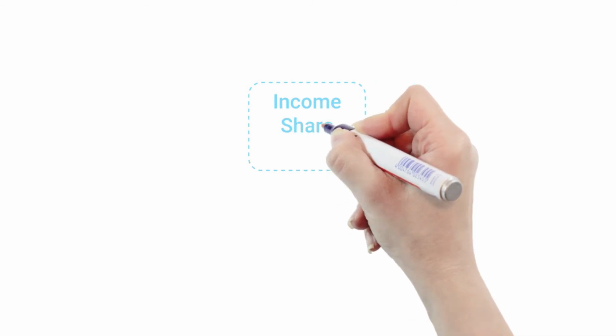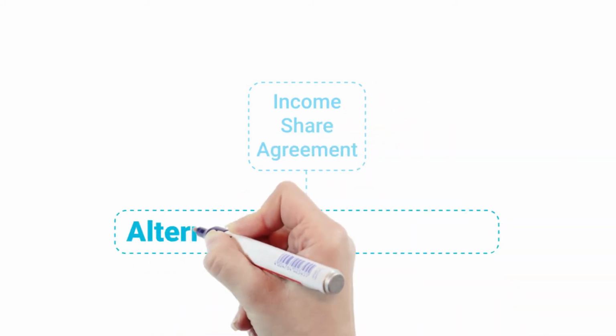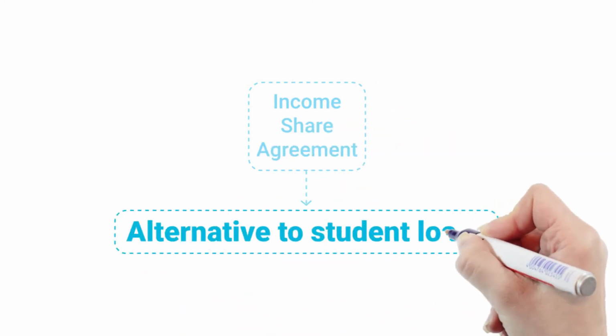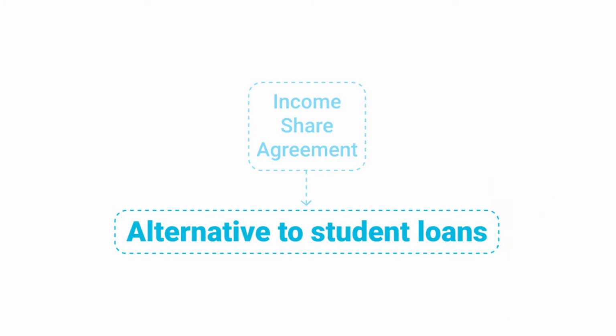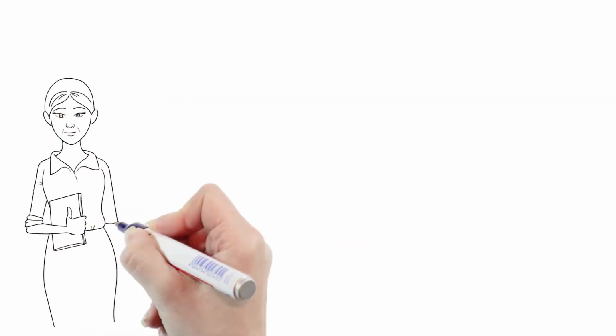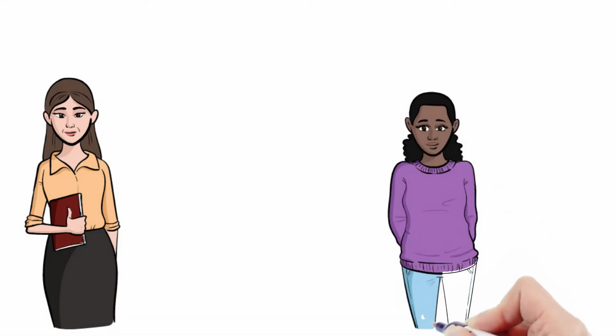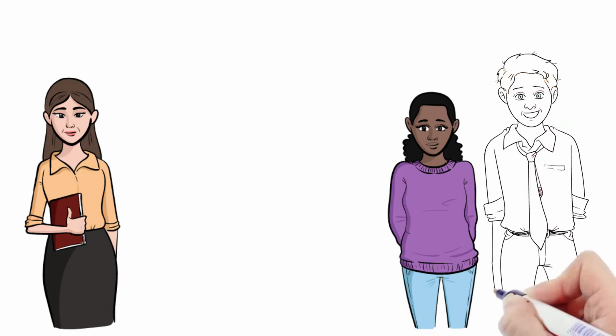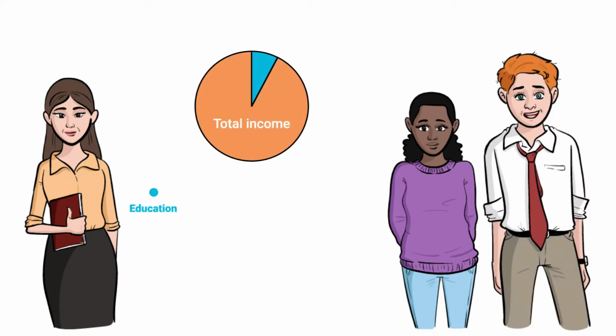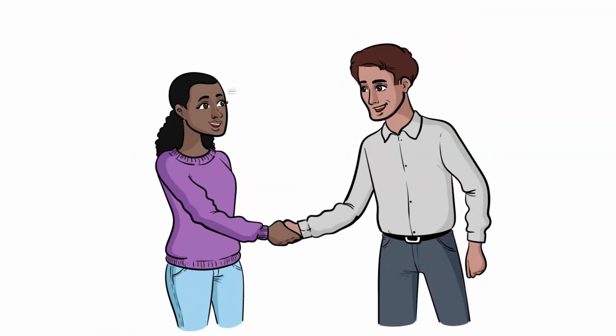There's a new way to pay for the skills you need to advance your career. It's called an income share agreement. An ISA is an alternative to student loans, giving you access to high-quality training programs and making tuition free until you have a job. We provide tuition funding and career services. In exchange, you agree to pay a fixed percentage of your income for a set period of time. The program costs nothing up front.